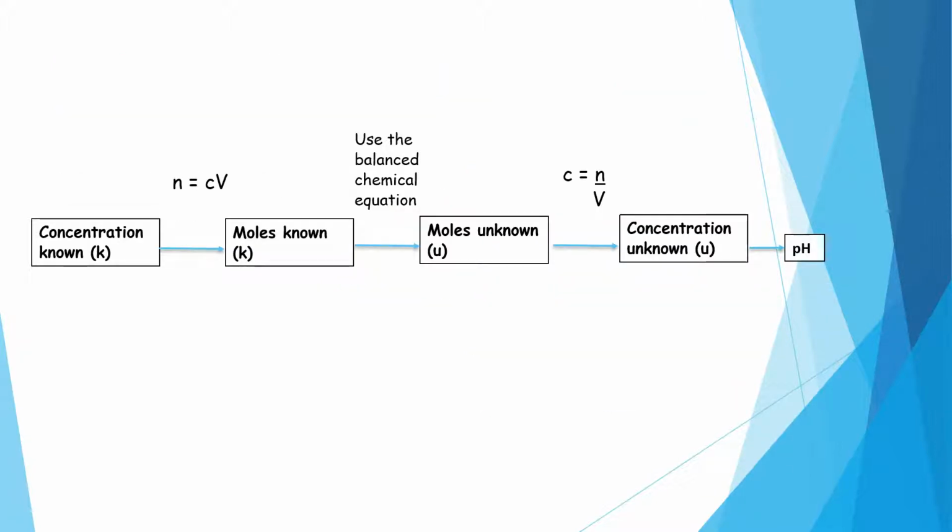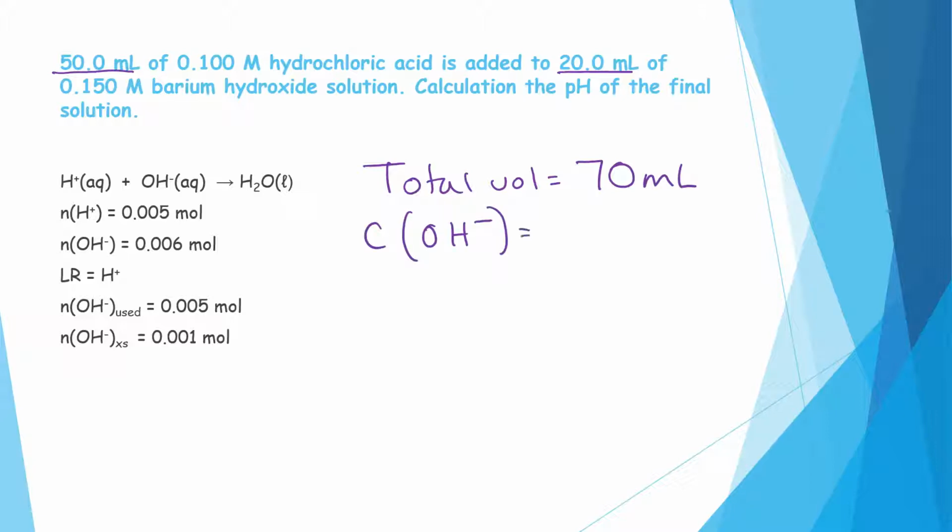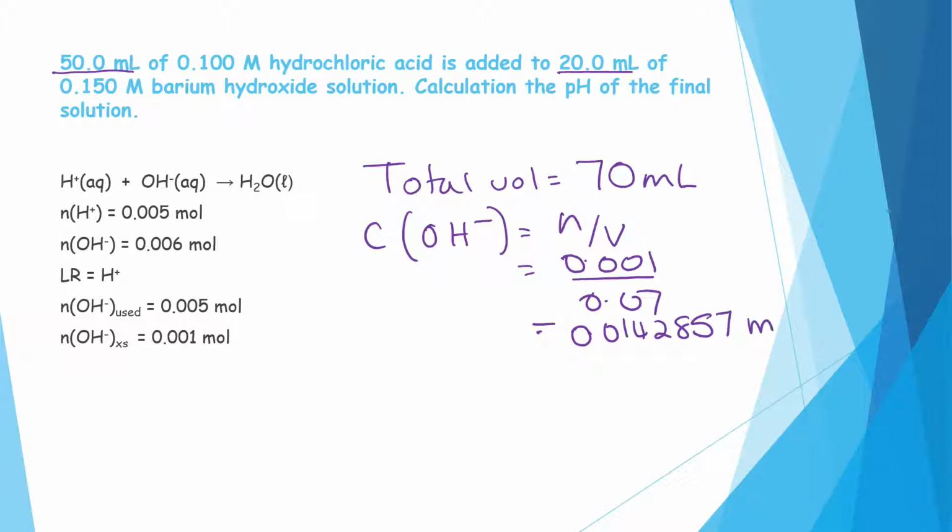Now that we know our moles of excess reagent, we're going to calculate the concentration of the remaining hydroxide. To do this, we need to know the total volume. So the total volume is equal to 70 ml. So the concentration of the hydroxides is equal to n on V, which is 0.001 divided by 0.07, which comes out to be 0.014287 moles per litre.